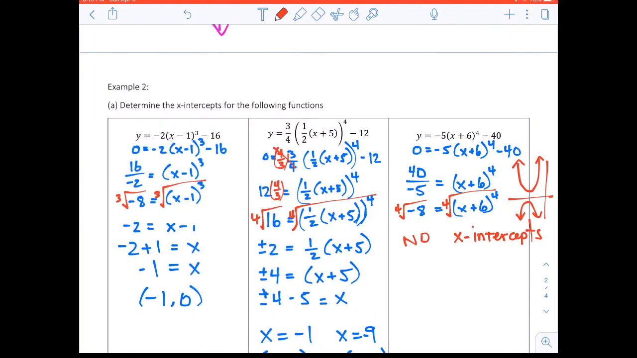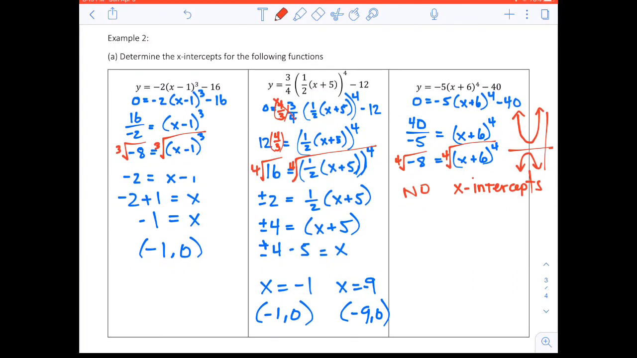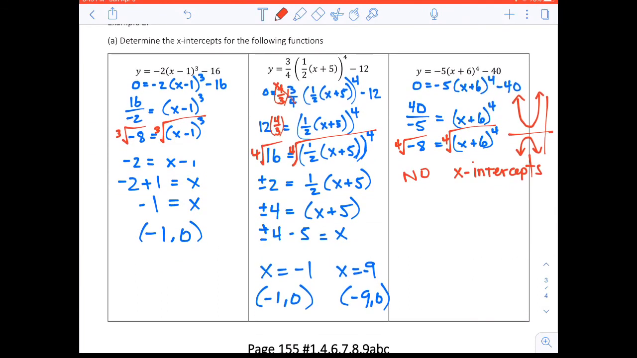And that's really all it comes down to for this section here, just dealing with transformations and how do we find out our x-intercepts when they're in this form, written like our transformation form that we're used to seeing.